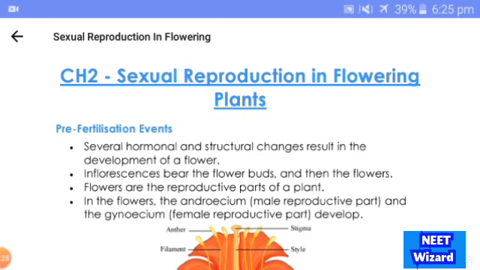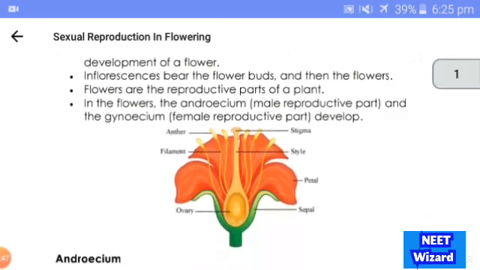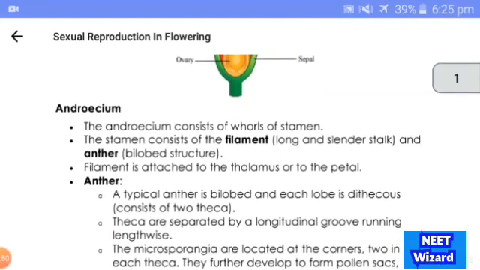Several hormonal and structural changes result in the development of a flower. Plants bear flower buds and then the flowers. Flowers are the reproductive parts of a plant. In the flowers, the androecium, the male reproductive part, and the gynoecium, the female reproductive part, develop.